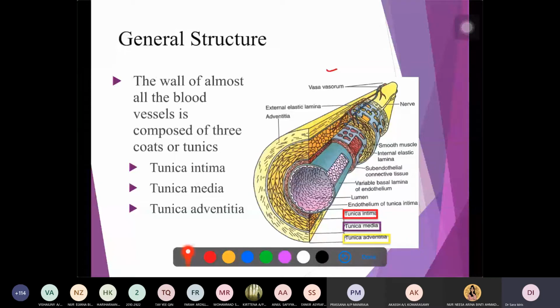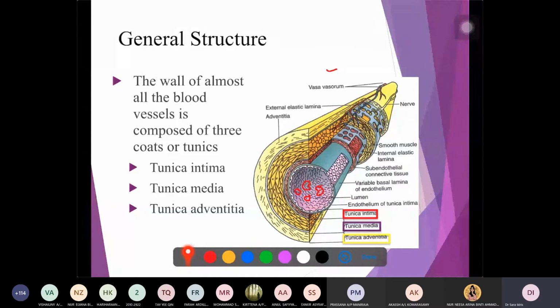Okay, so if we were to look at this blood vessel here, this is the lumen. So you can imagine your red blood cell will be inside there. Not just red blood cells, of course, red blood cells, white blood cells, as well as your leukocytes, as well as your platelets.